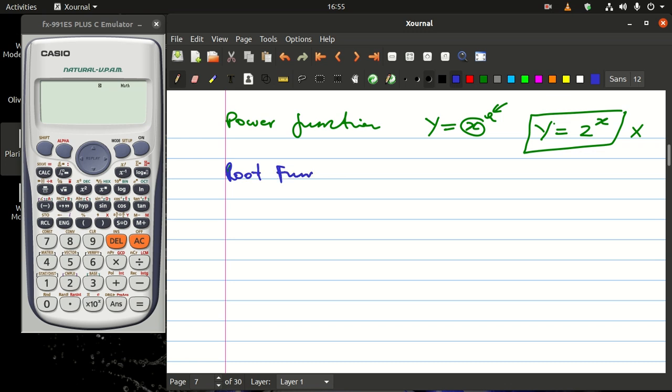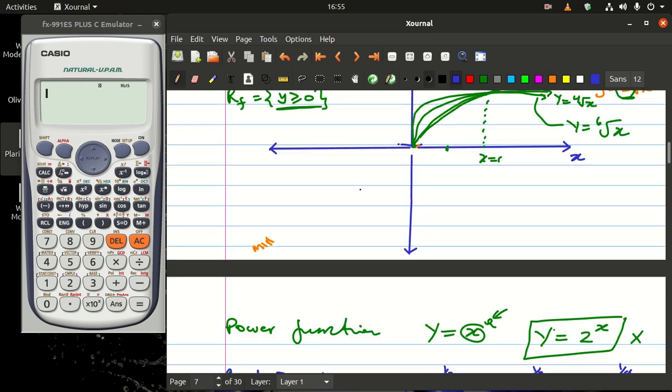Root functions we have dealt with just in a moment. So as long as we have y is equal to x to the power 1 over 2, y is equal to x to the power 1 over 3, y is equal to x to the power 1 over 4, y is equal to x to the power 1 over 5, and so forth. You can see that is 1 over 2, 1 over 3, 1 over 4, 1 over 5, 1 over 6, 1 over 7. These are root functions.